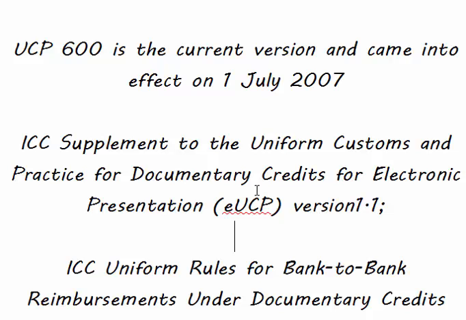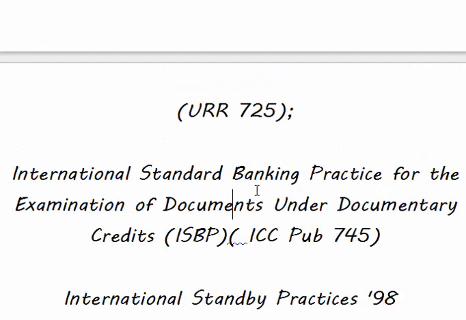We have something called Uniform Rules for Bank-to-Bank Reimbursements under letter of credit, and this is also an ICC publication to support payments or settlement of the payment due under the letter of credit. It is called URR 725. Then we have the International Standard Banking Practice. It is ICC publication number 745. This is effective 2013, and this is called the ISBP.